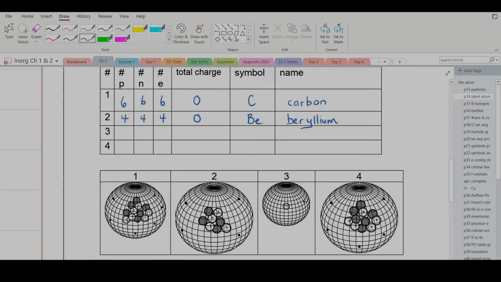All right, the third particle here only has 1 proton. It has 0 neutrons and 1 electron. The total charge is 0, and that is hydrogen.